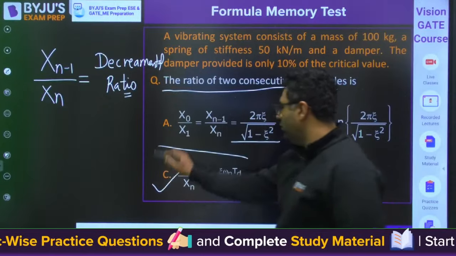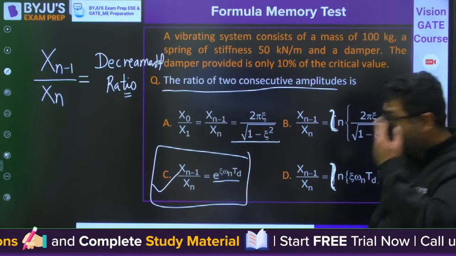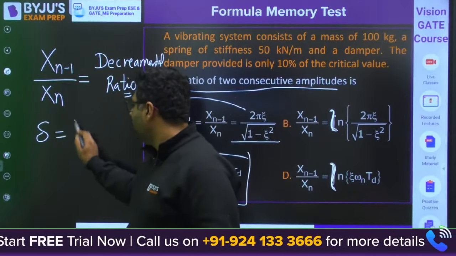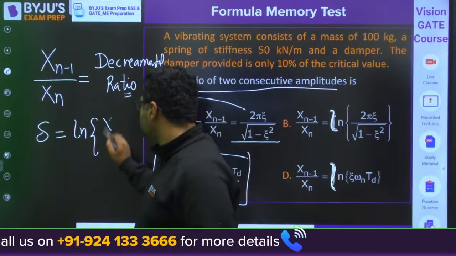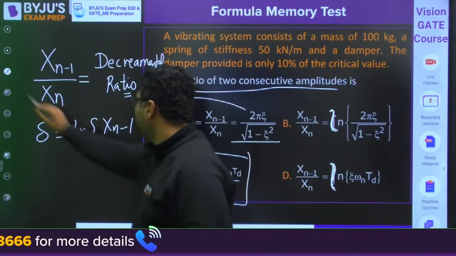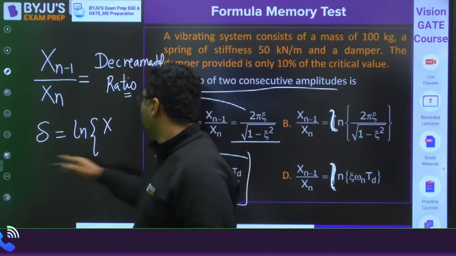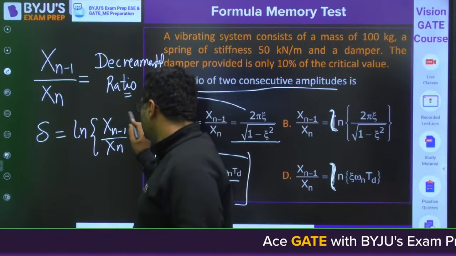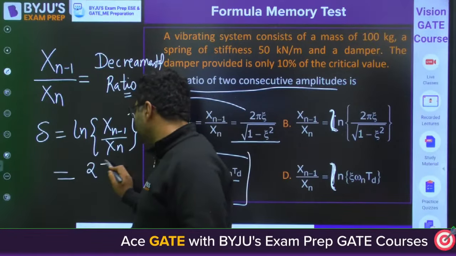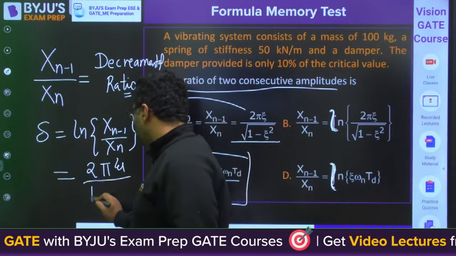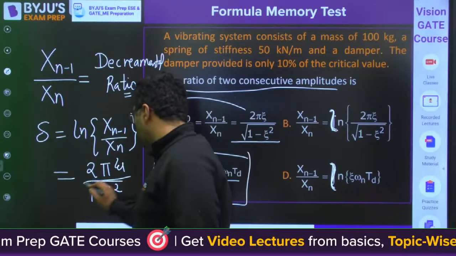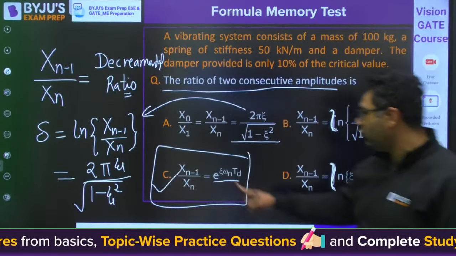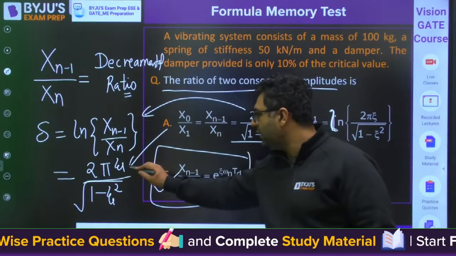This is wonderful. And my dear, what is the formula for this? This is the formula for logarithmic decremental ratio. If you take the log of this, xn minus 1 by xn, then it will come out to be 2 pi zeta by the square root of 1 minus zeta square. Is it clear for everyone? So that is the formula for logarithmic decremental ratio.